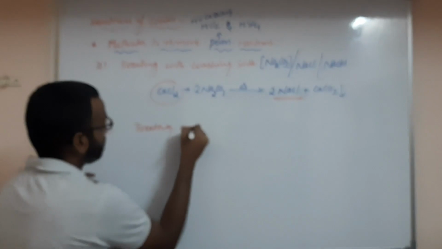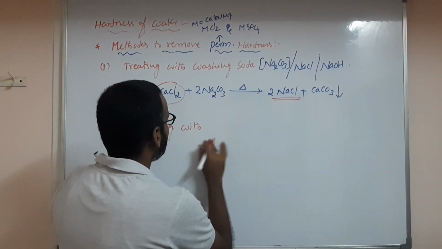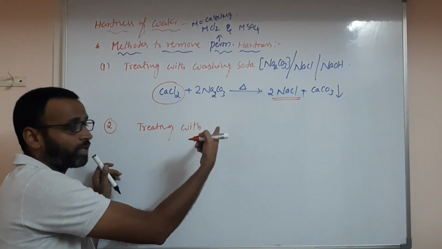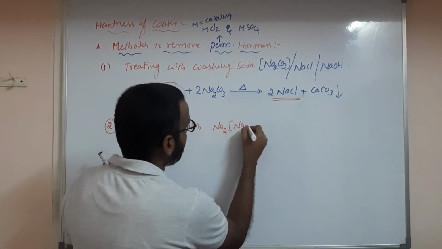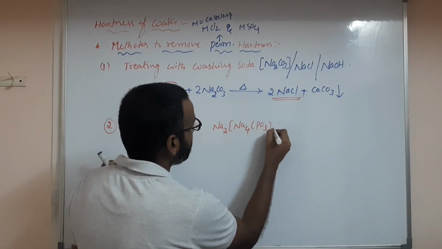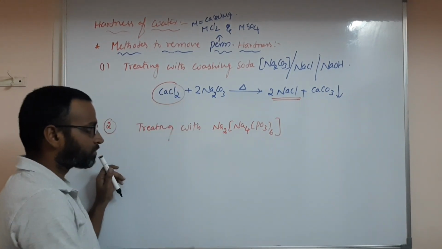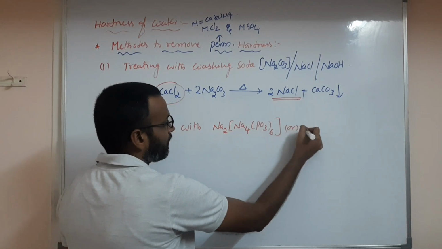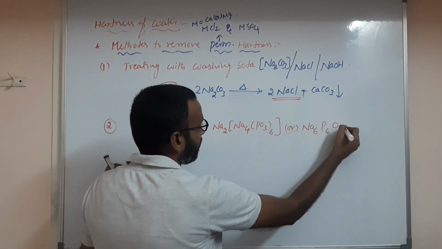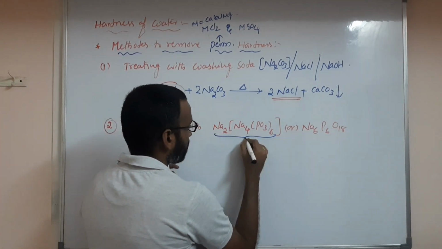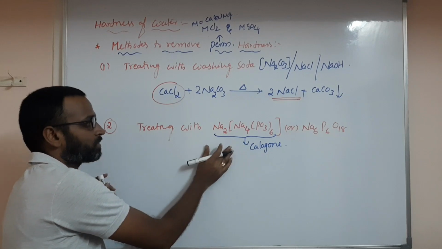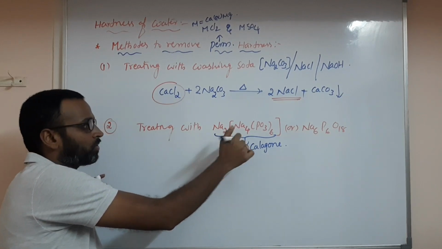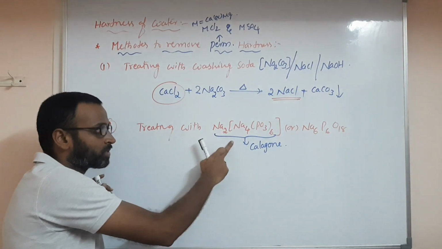The second one is treating with, or reacting with, I said NaCl also, no? NaCl, NaOH, that also you can use. Okay, treating with some complex, Na4(PO3)6, or else you can write it like this: Na6P6O18. This particular compound's name is calgon. Okay, calgon, very very important. Calgon is a complex. IUPAC name, everything, you have the complex compounds chapter.